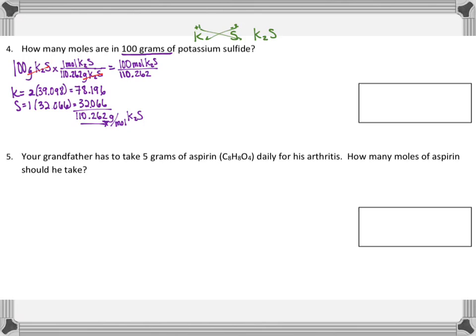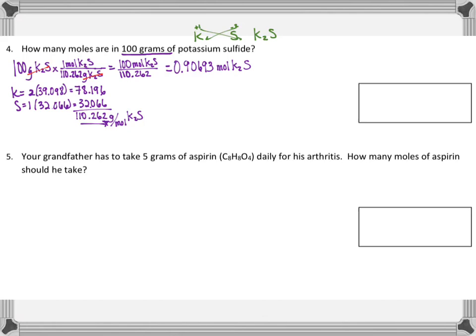Okay. When I divide that, I'm going to go ahead and continue working to my right. Okay, I end up with 0. And I usually like to write extra numbers and figure out my significant figures later. 0.90693. And I can stop there. Again, my unit is going to be moles of potassium sulfide.